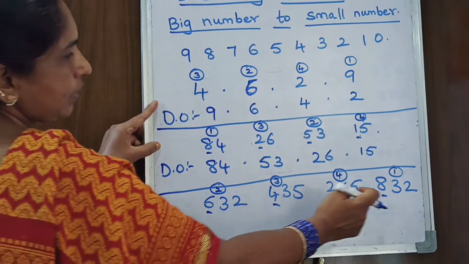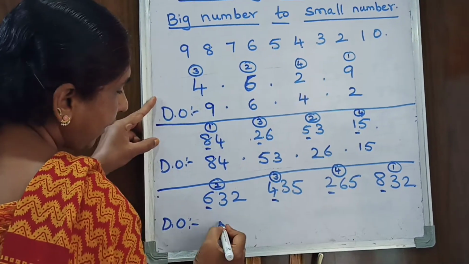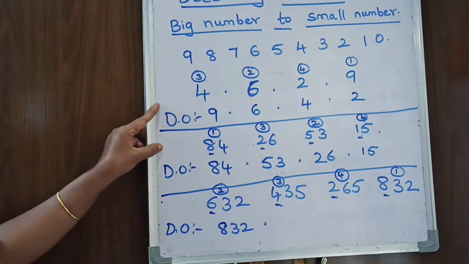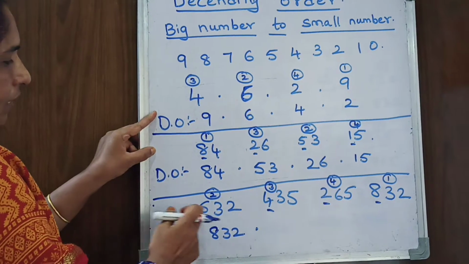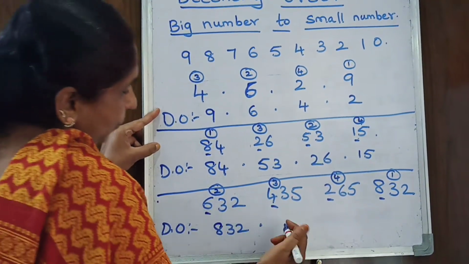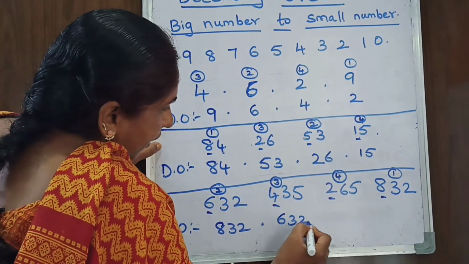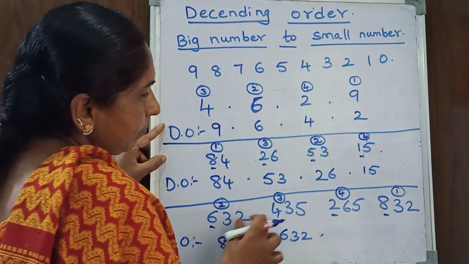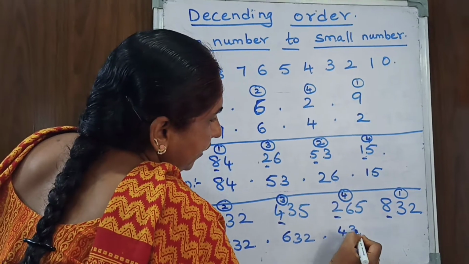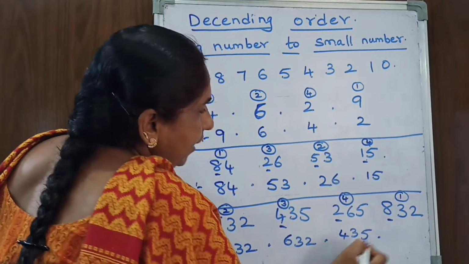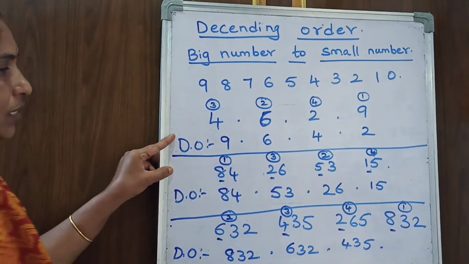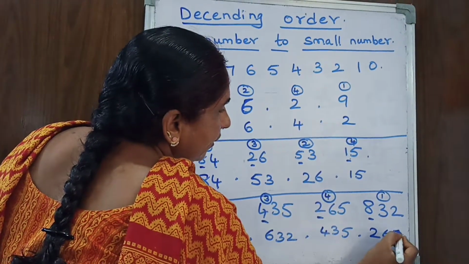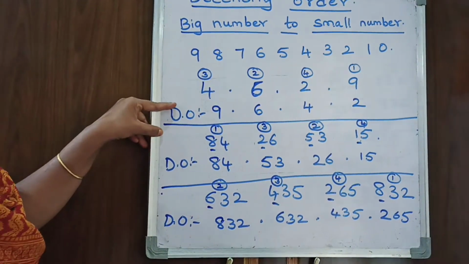Now here, which is the biggest number? First number is 832. Again keep one dot and leave one box. Next biggest number is 632. Again keep one dot and leave one box. Next biggest number is 435. Again keep one dot and leave one box. And the last fourth one is 265. Is it clear, children?